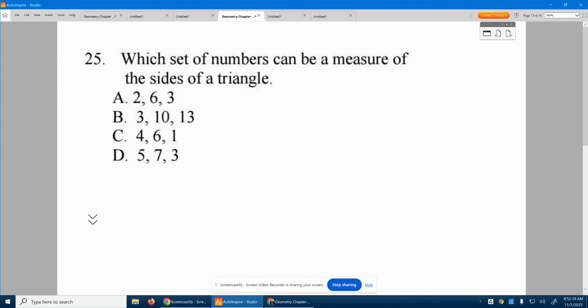All right, 25. It gives us these three different measurements and says, hey, can this guy be a triangle? Well, let's look at A. It says sides 2, 6, and 3. So let's start with the first two, 2 and 6.